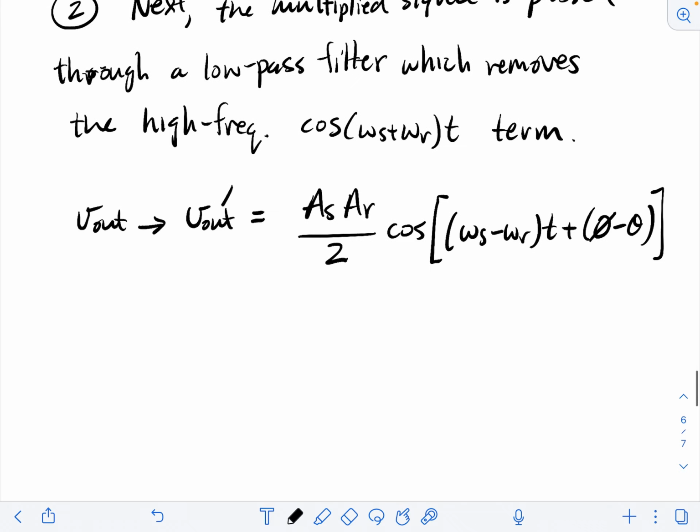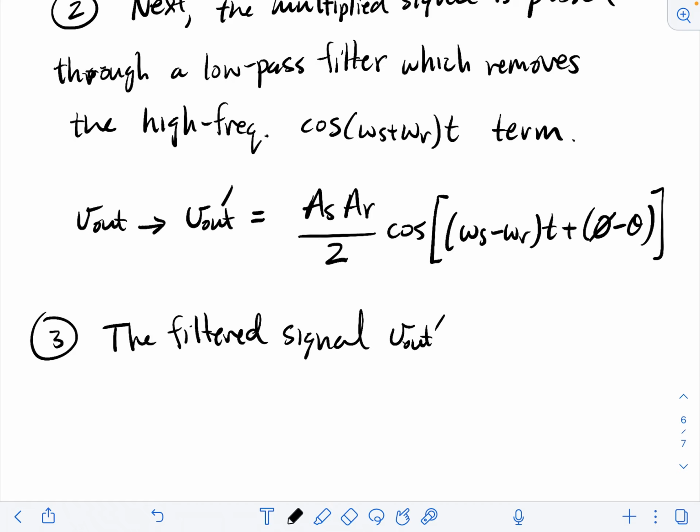So what we're going to do next is we're going to take this filtered difference term and we're going to average it over a long time. So the filtered signal V out prime is then averaged over a long time.